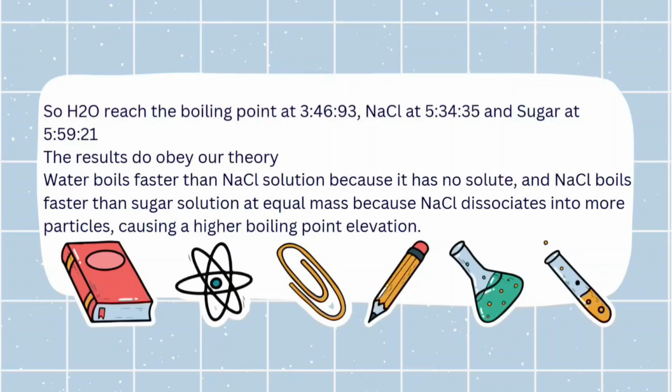And why did this happen this way? Because water boils faster than sodium chloride. It has no solute, so it will boil faster, and sodium chloride boils faster than sugar at the same mass and same volume of solute, because sodium chloride dissociates into more particles, causing a higher boiling point elevation.